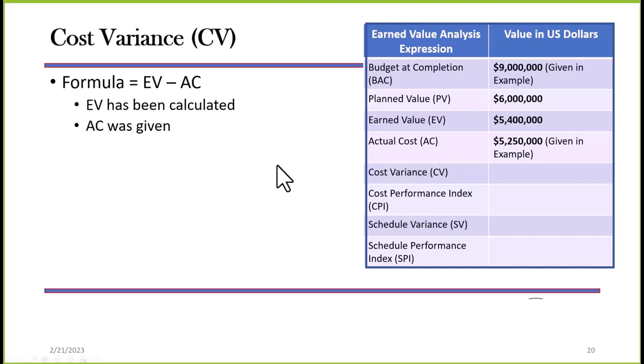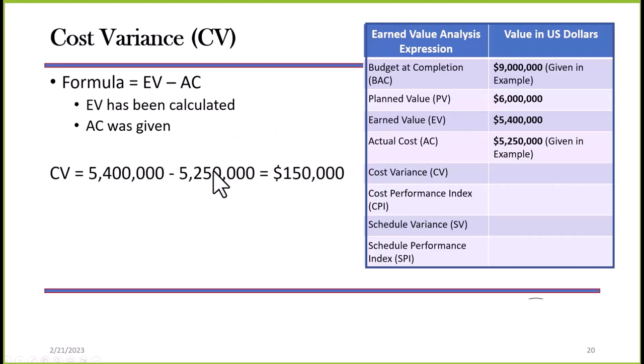We have a variance. That cost variance formula is earned value minus AC. The EV has been calculated. The AC was given. The CV is $5.4 million minus the $5.25 million. I'm sorry, I said that wrong, we don't have a problem there. We have earned value of 5.4 and an actual cost of 5.25. That's what we're looking at here. The difference is $150,000.